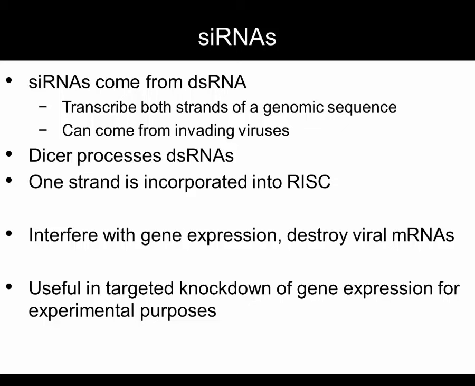Additionally, researchers can intentionally add double-stranded RNA that matches a sequence of a certain gene to knock down the expression of that gene. Targeted knockdown of specific genes is important for a lot of research, and the discovery of this system earned Craig Mello and Andrew Fire a Nobel Prize in 2006.